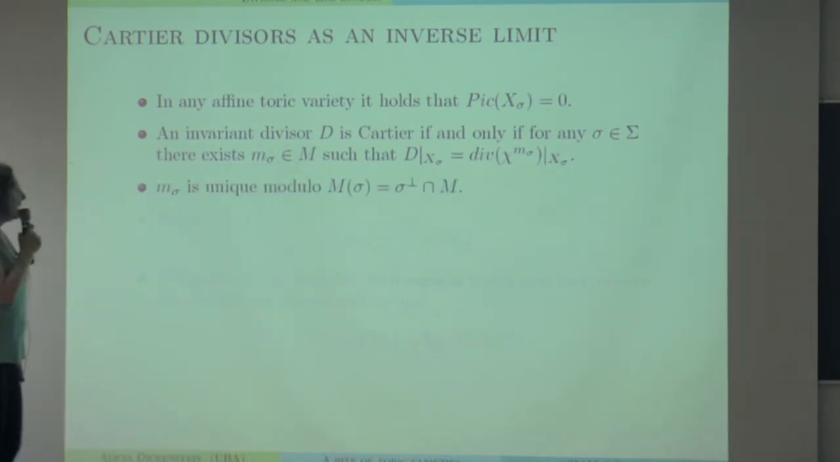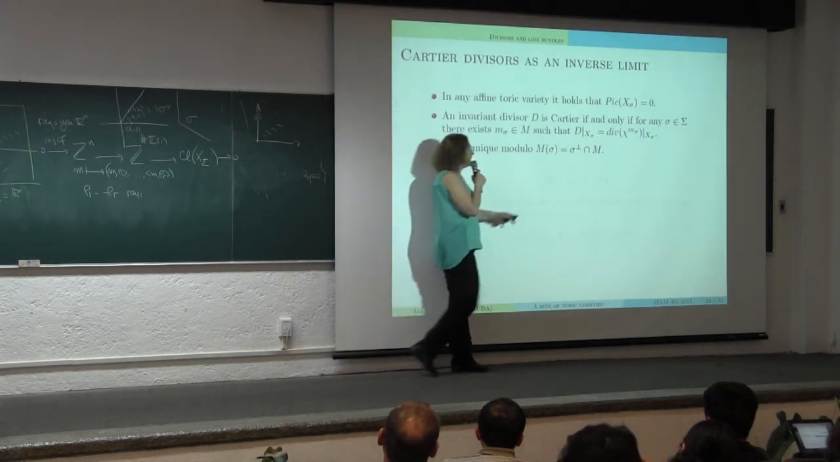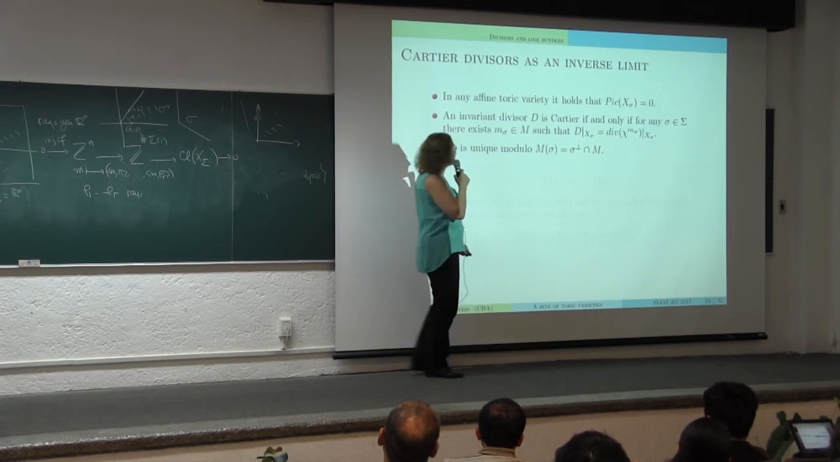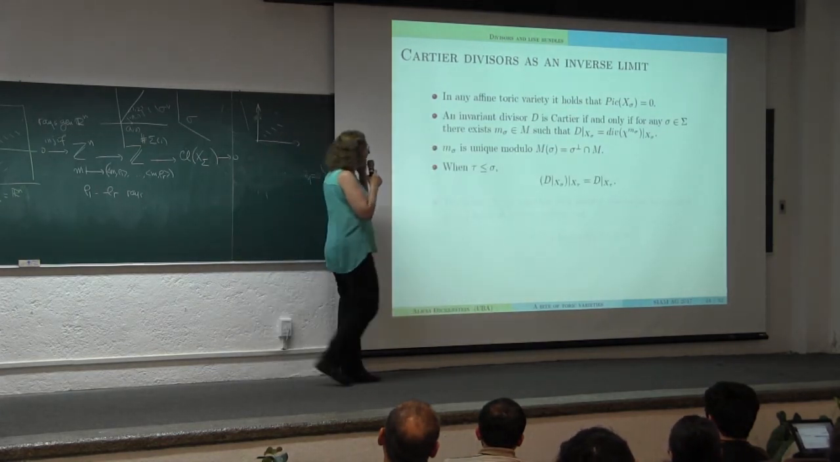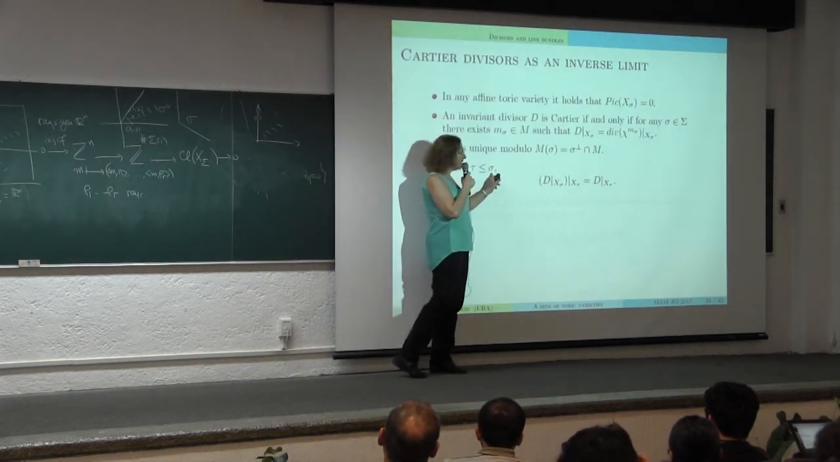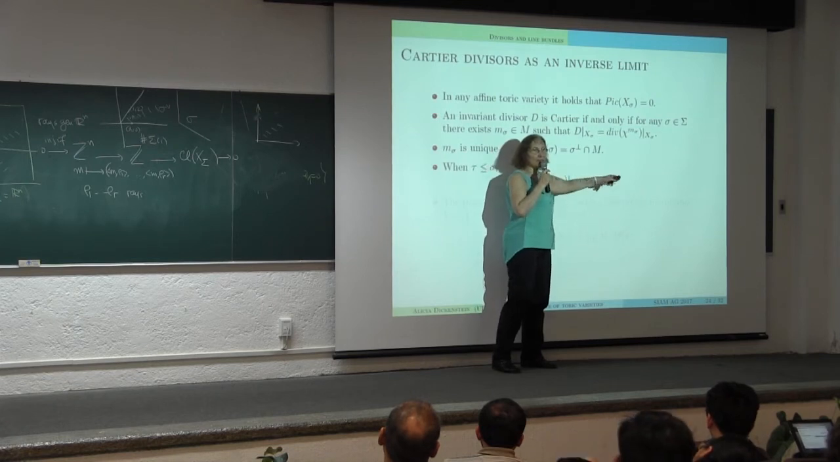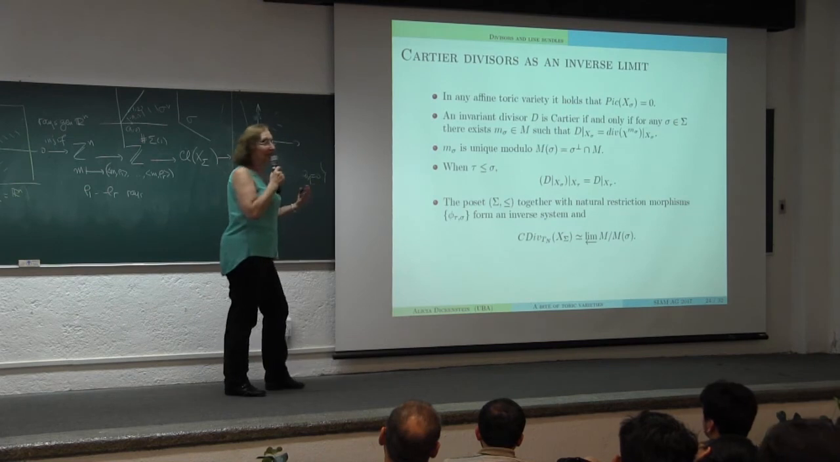Okay. And this m_sigma is unique modulo the intersection with sigma dual. This is easy to see. And there is a natural compatibility: if we have a face of sigma, then we can just restrict the divisor to x_tau, sorry, first to x_sigma and then further restrict, and this is compatible. And then we get a poset.